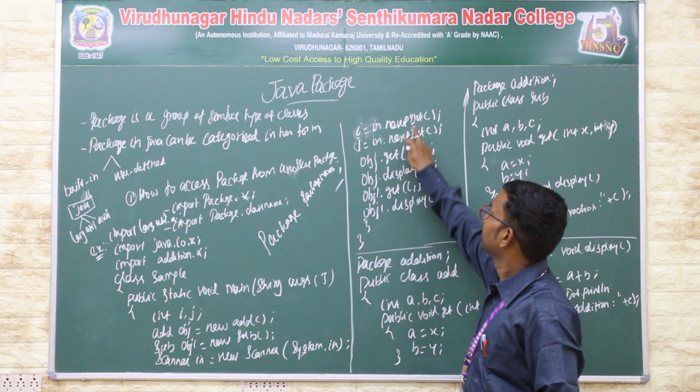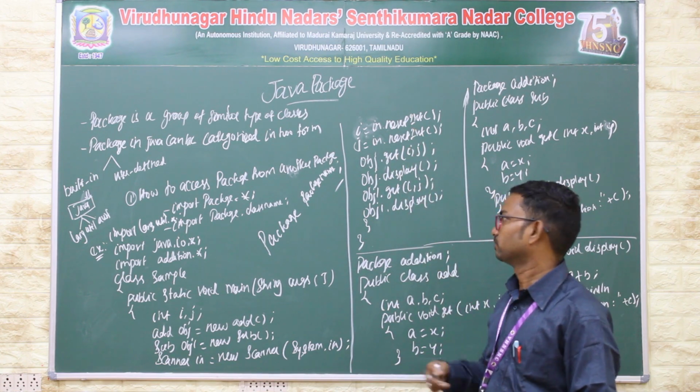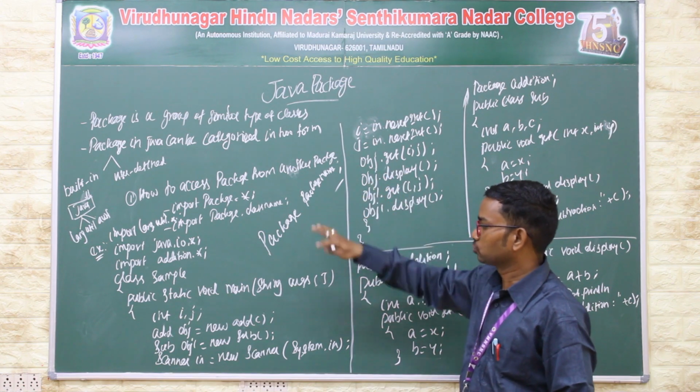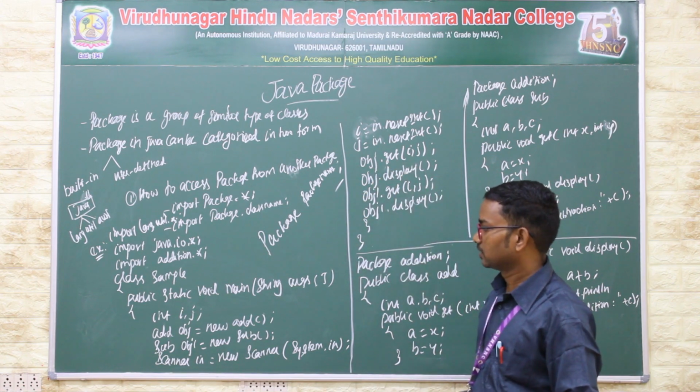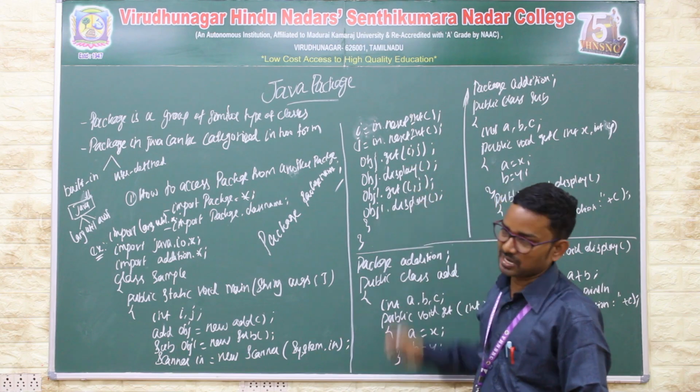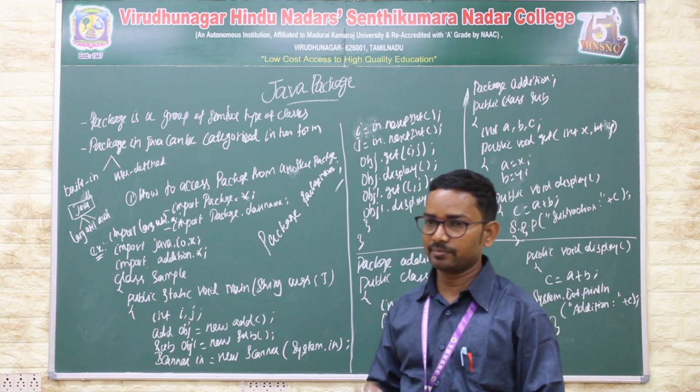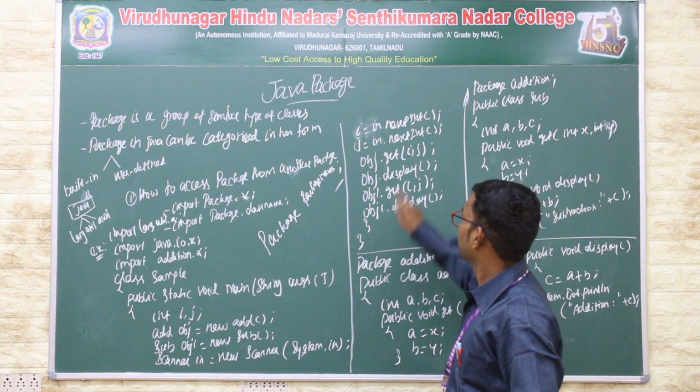Get the input values with next int. That's getting the input integer values. That's calling the two methods, obj.get(i, j). That's passing two parameters. The get method is using two parameters, i and j.